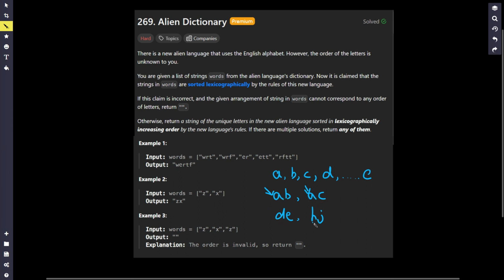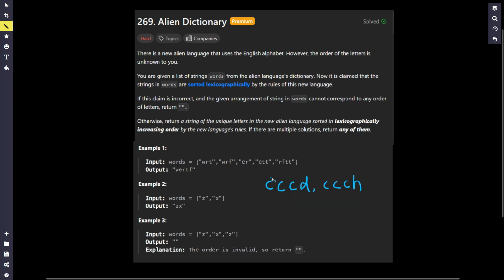If you are looking at DE and HJ, by looking at the first letter, we know that D is above H. So we put DE above HJ. So the rule is, no matter how long the word is, we check the first letter, and if they're different, the whole word order is determined by the first letter that's different.